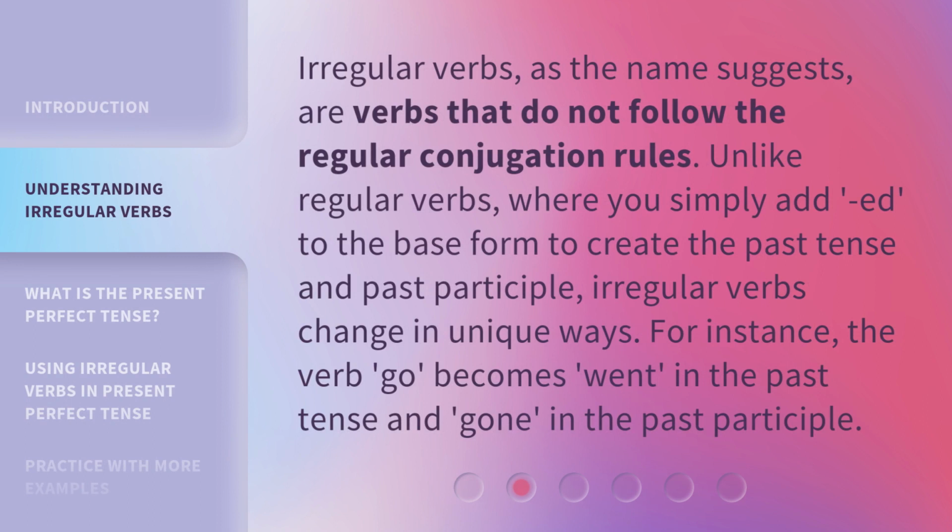Irregular verbs, as the name suggests, are verbs that do not follow the regular conjugation rules. Unlike regular verbs, where you simply add -ed to the base form to create the past tense and past participle, irregular verbs change in unique ways. For instance, the verb go becomes went in the past tense and gone in the past participle.